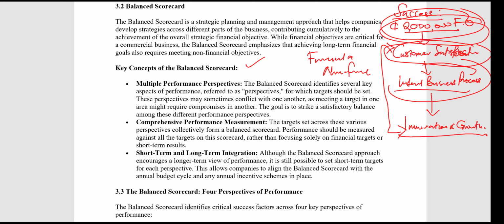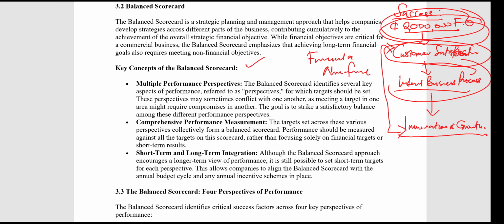Comprehensive performance management. The targets set across these various perspectives collectively form a balanced scorecard. Performance should be measured against all targets on this scorecard, rather than focusing solely on financial targets or short-term results.